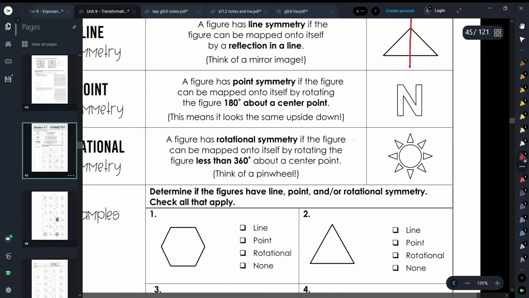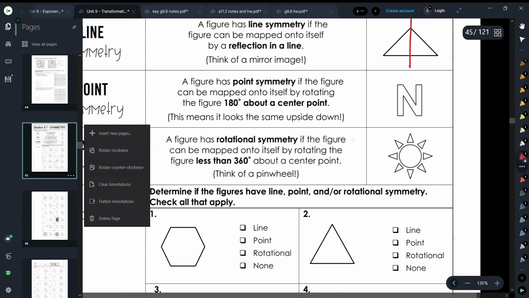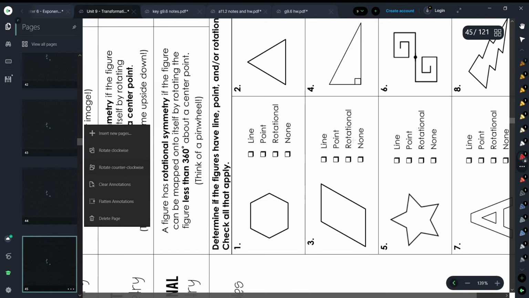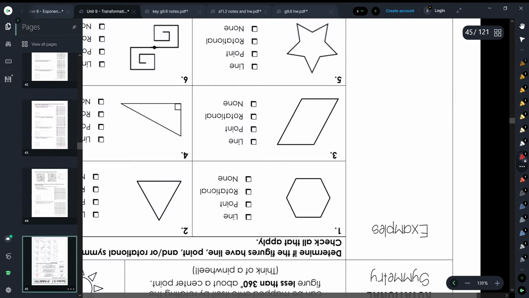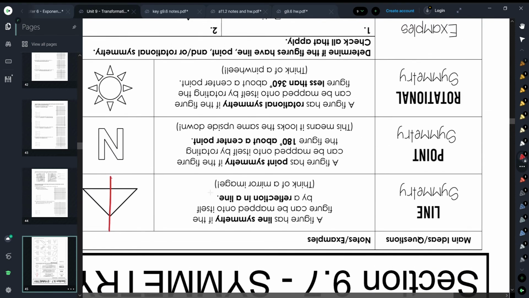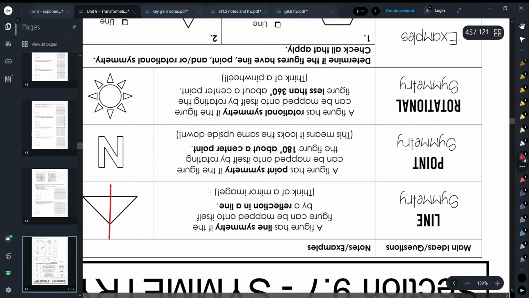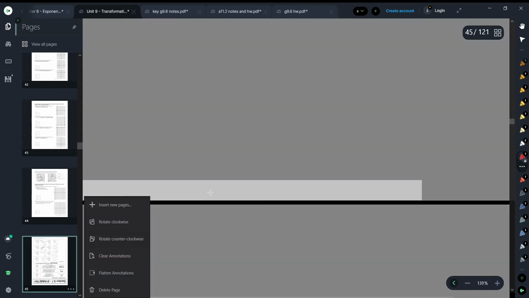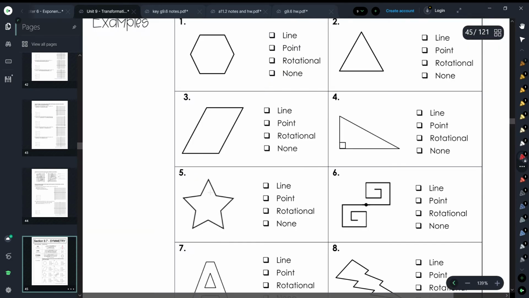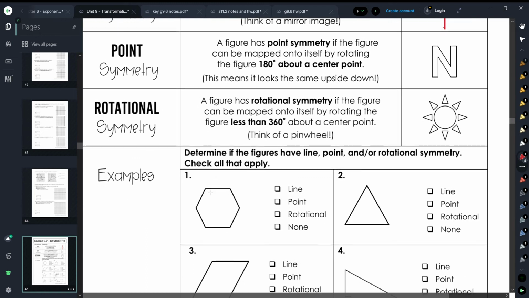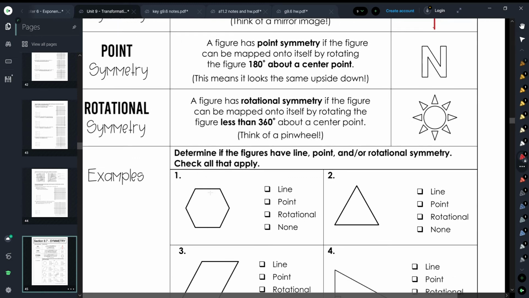Watch, I can actually flip this paper around twice, and wow, the letter N looks exactly the same as it did before. So I'm going to flip this back, and we're back to where we want. So the N has point symmetry. To check that one, you just rotate it around, like turn your paper upside down, and see if it looks the same.